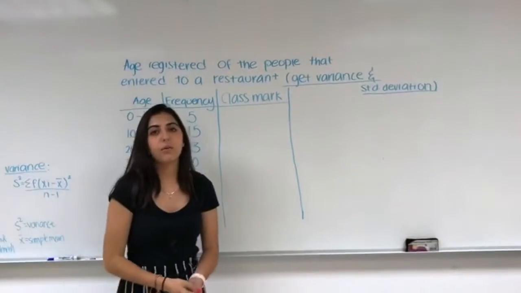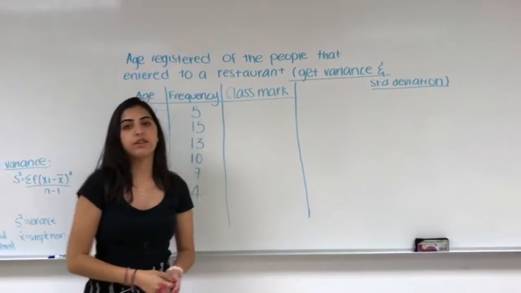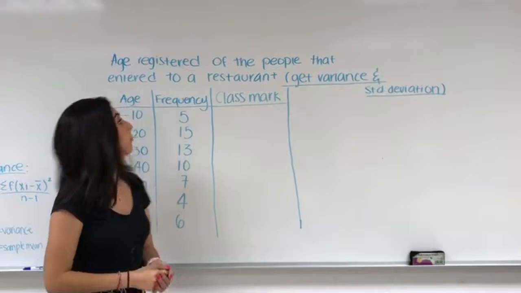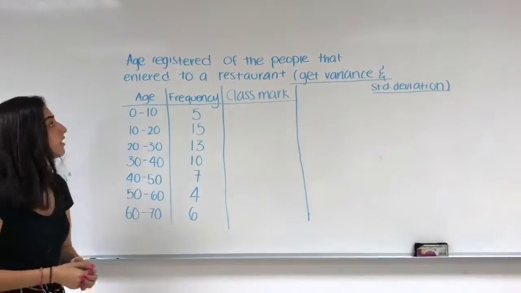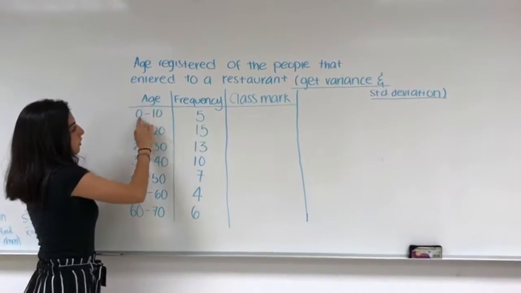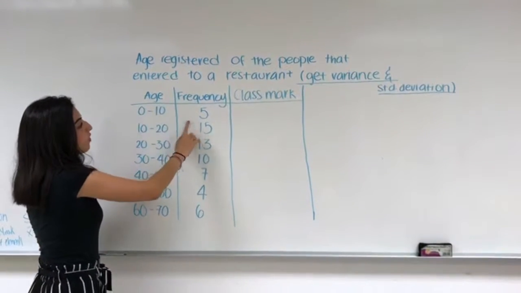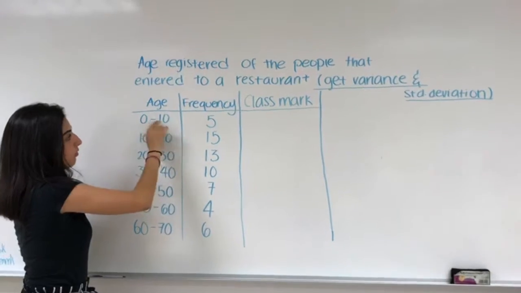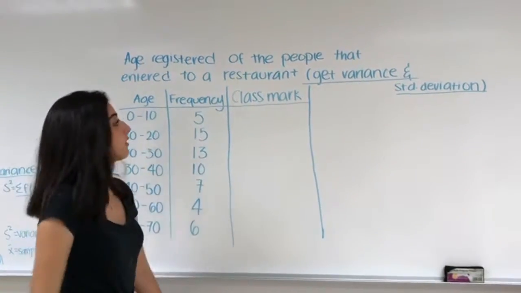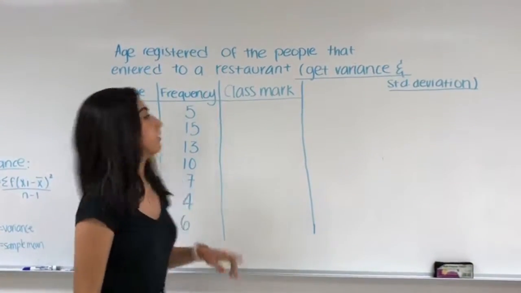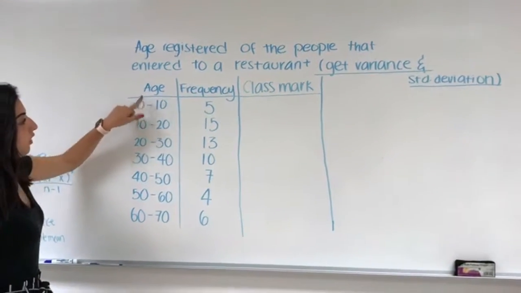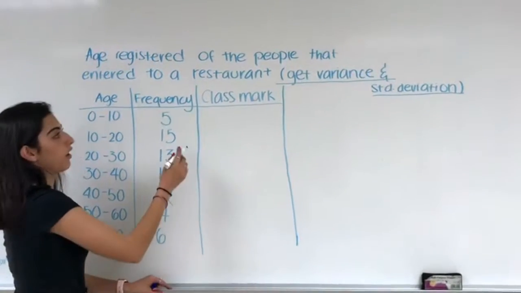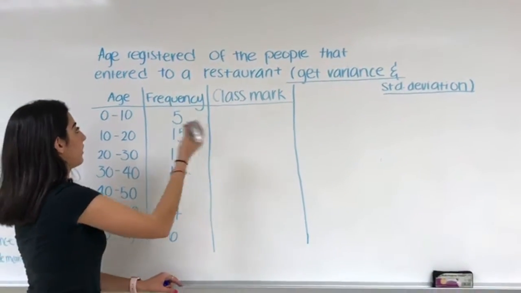spread out. We are going to get the variance and the standard deviation from this problem, which is the age registered of the people that entered a restaurant. And here we have the ranges of the age, and the frequency, which is the number of times that a person with an age in this range entered the restaurant. And the class mark, which is the number that is between each of the ranges. We are going to start by getting the class mark.